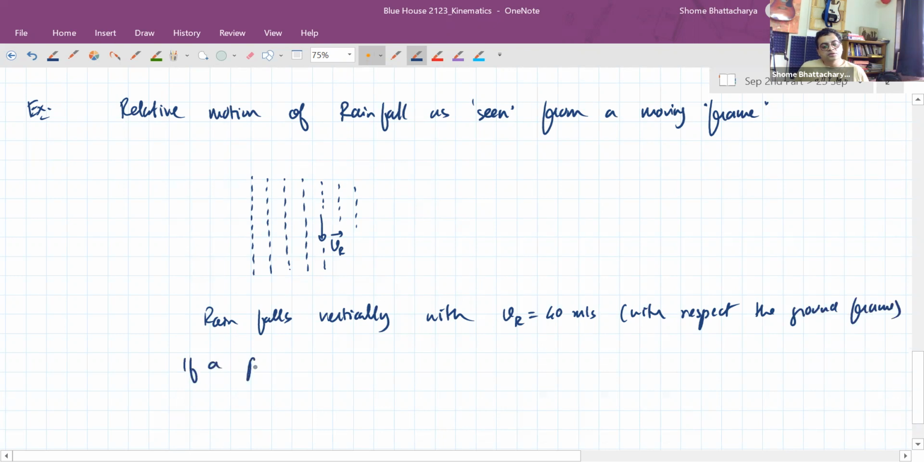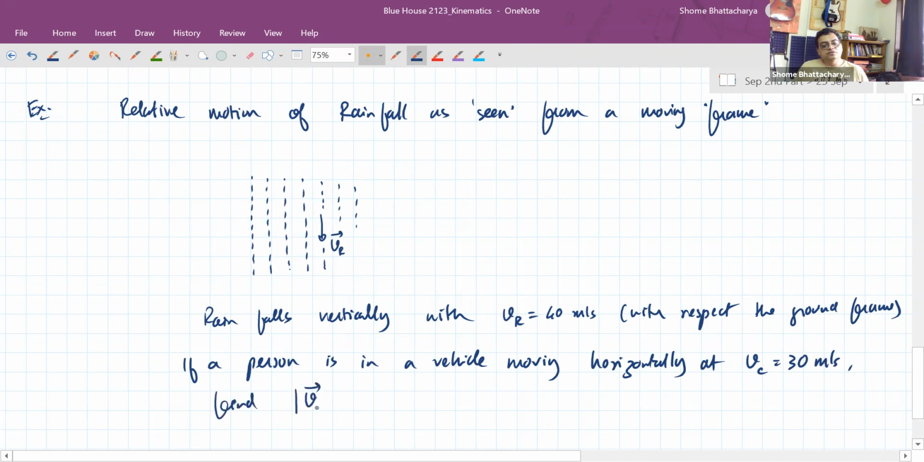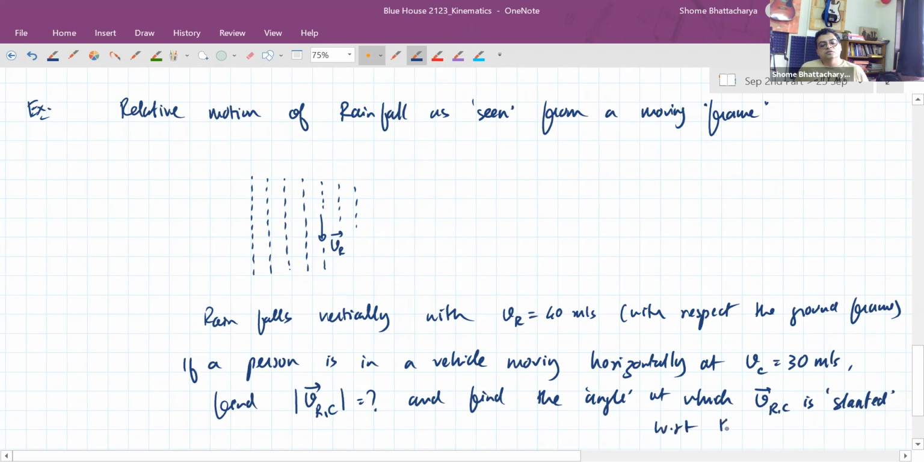So if a person is in a vehicle moving horizontally at, let's say, velocity of the car 30 meters per second, find the magnitude of the relative velocity of the rain with respect to that car's frame, and find the angle at which this relative velocity is slanted with respect to the vertical. So we'll discuss this question next.